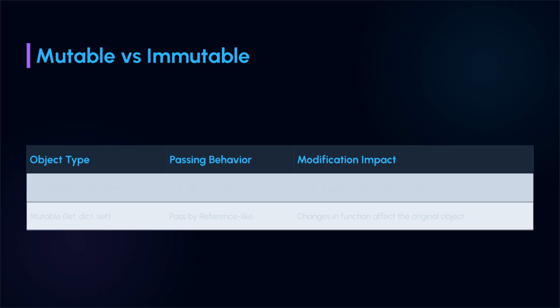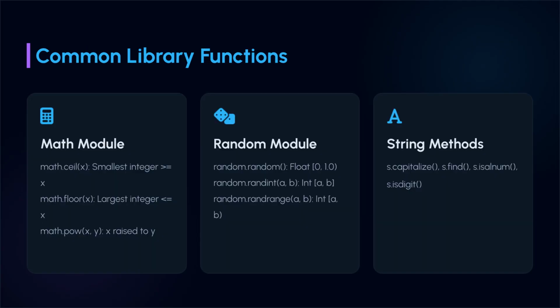The behavior of arguments often depends on whether an object is mutable or immutable. Immutable types like integers or strings are passed by value-like behavior, while mutable types like lists or dictionaries are passed by reference-like behavior. Python provides many useful libraries.